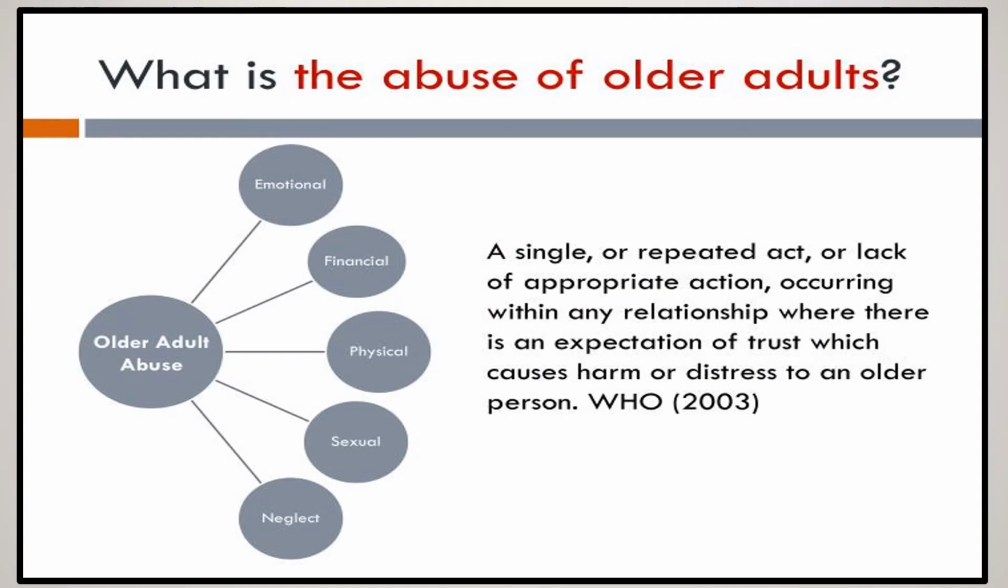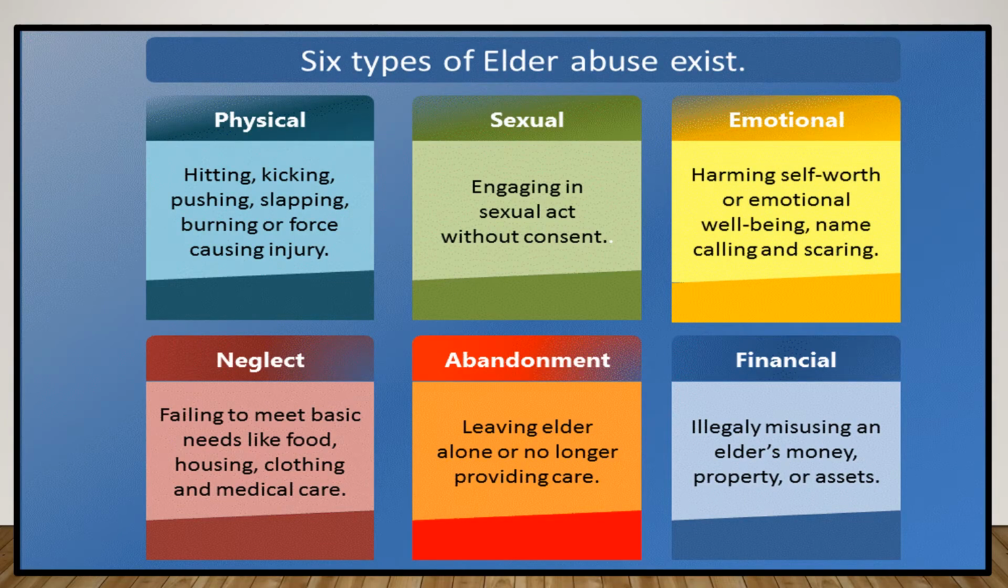Actually, at first, we must define what is abuse of older adults. It is defined by the WHO as a single or repeated act or lack of appropriate action occurring within any relationship where there is an expectation of trust, which causes harm or distress to an older person. And actually, there are many types of elder abuse. There are six types of elder abuse.